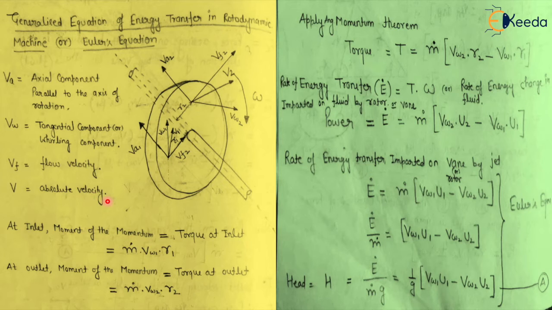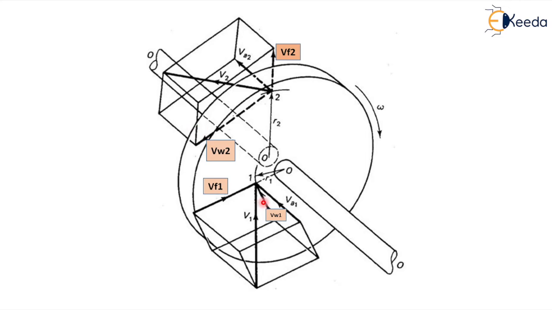Now you know very well what torque is. Torque is force multiplied by perpendicular distance. In this case, the force is mass flow rate into velocity, and the perpendicular distance is r. If this is the inlet point, then the distance between the axis of the shaft and this point is r1. It is a circle, you have to remember this. Since it is a two-dimensional diagram, you may not be able to see it. In this diagram, this one is r1 and this one is r2.